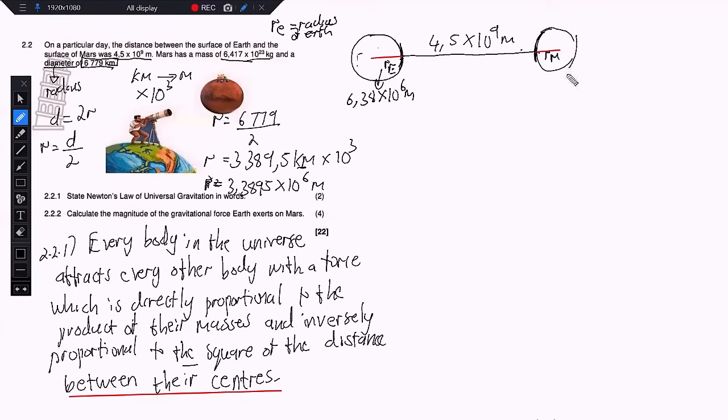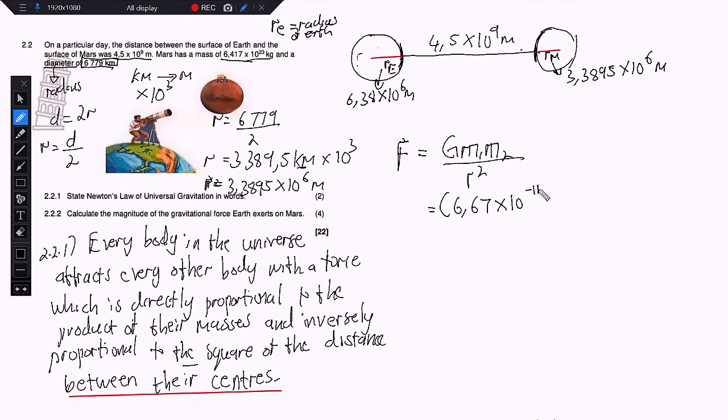But then are we given the radius of Mars? We were given the diameter of Mars, and then we calculated the radius of Mars in meters. So we got 3.3895 times 10 to the exponent of 6 meters. Meaning now if we have to calculate the gravitational force that the Earth exerts on Mars, we know the formula that we have to use goes as F equals G m1 m2 over r squared, where the G here is the universal constant, 6.67 times 10 to the exponent of negative 11.